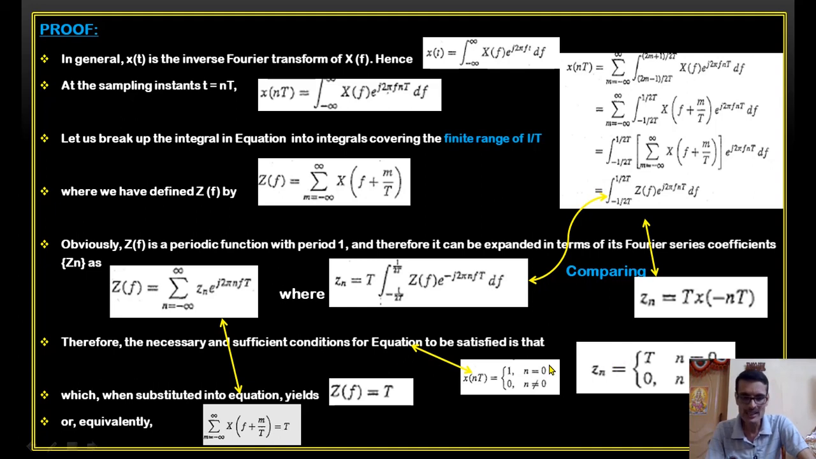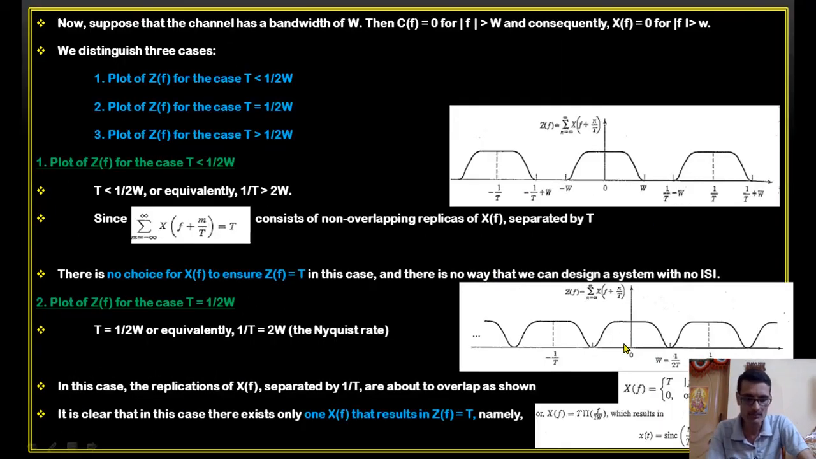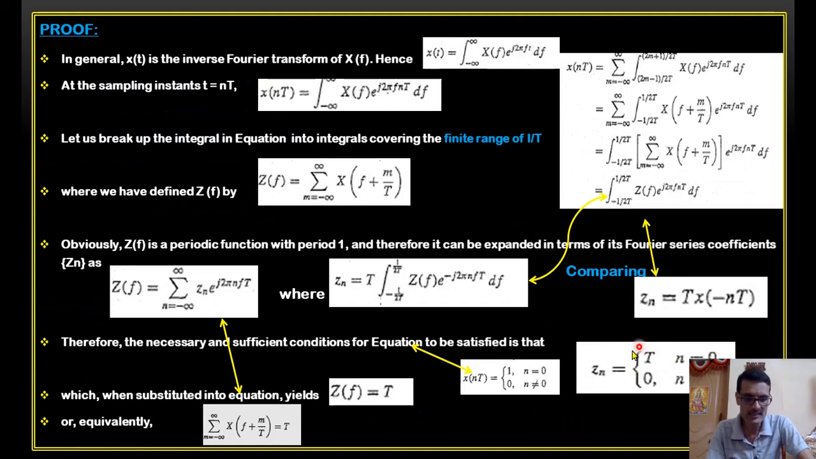So when I substitute this Zn term over here, for n equal to 0, this exponential term will be 1 and Zn equal to t, that's what I'll get. So Zf equal to t for n equal to 0. And for n not equal to 0, anyway Zn is equal to 0, so the entire term will be equal to 0. I get only one term saying that Z of f is equal to t. Right? That's what I got. By substituting in this equation, I got Zf equal to t.